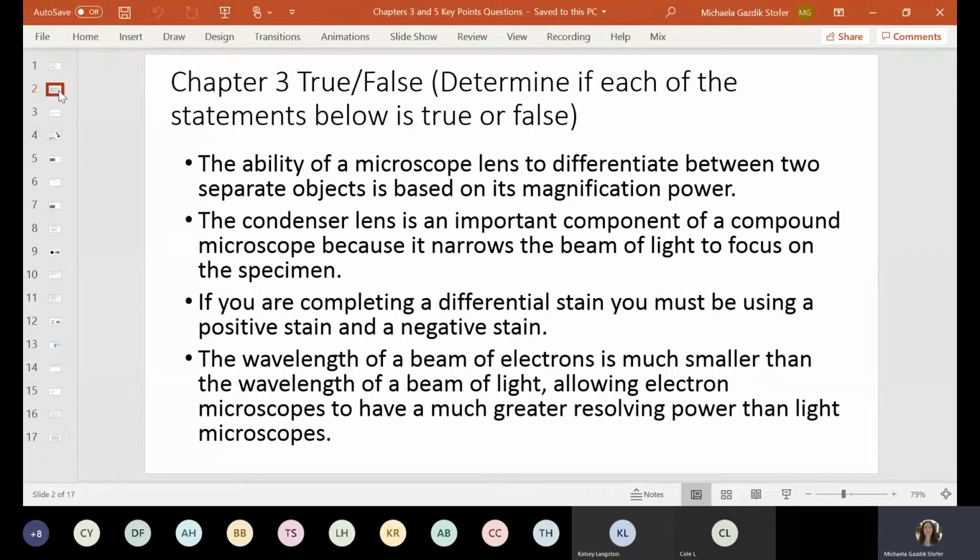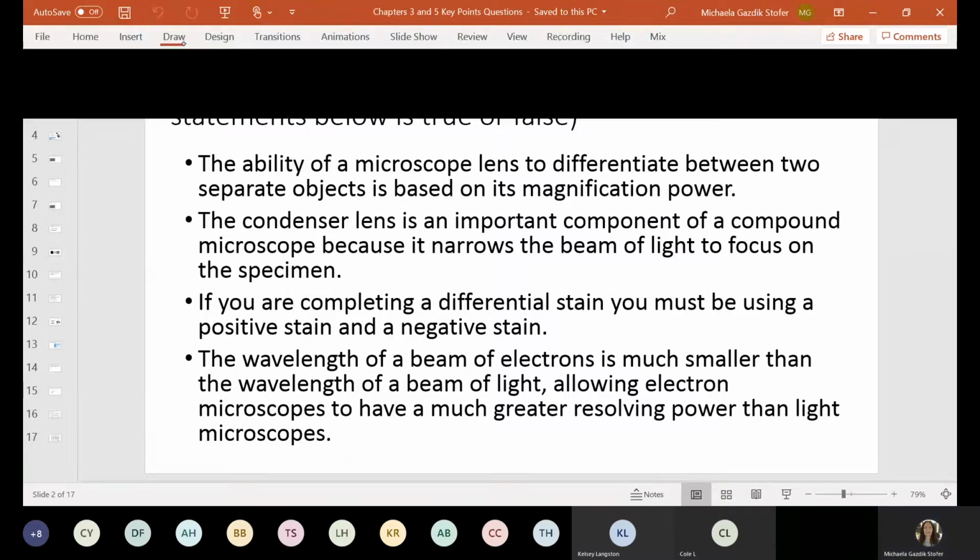Okay, so I always like to start with just basic true-false questions. These are some of the key points throughout the chapter that you should be able to pick up after you've gone through the lectures. The first one says that the ability of a microscope lens to differentiate between two separate objects is based on its magnification power. So in the chat, type a T or an F. Do you think that's a true statement or a false statement?